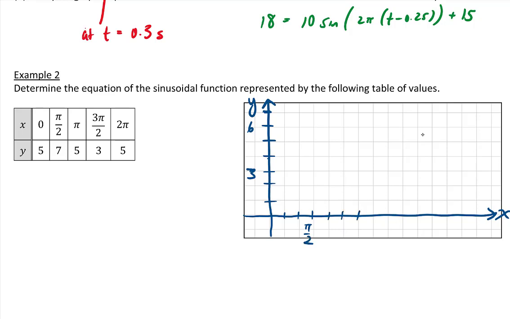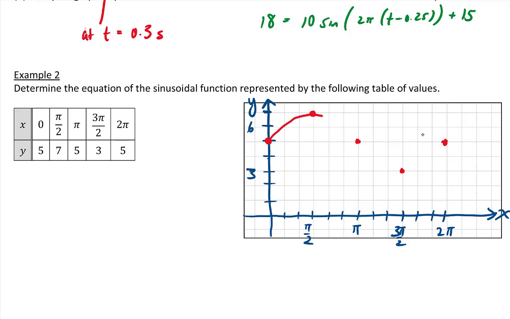So pi over 2 plus pi over 2 is 2 pi over 2, which is pi. Add another pi over 2. Pi plus pi over 2 is going to be 3 pi over 2. And then 3 pi over 2 plus pi over 2 is 2 pi. Next, let's sketch this graph. So our first point is at 0 and 5. Our next point is at pi over 2 and 7. And then we have pi and 5, 3 pi over 2 and 3, and 2 pi and 5.